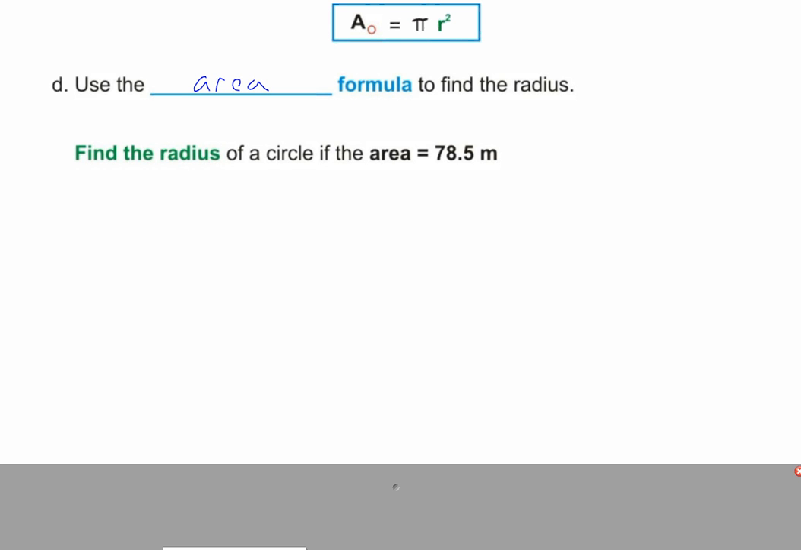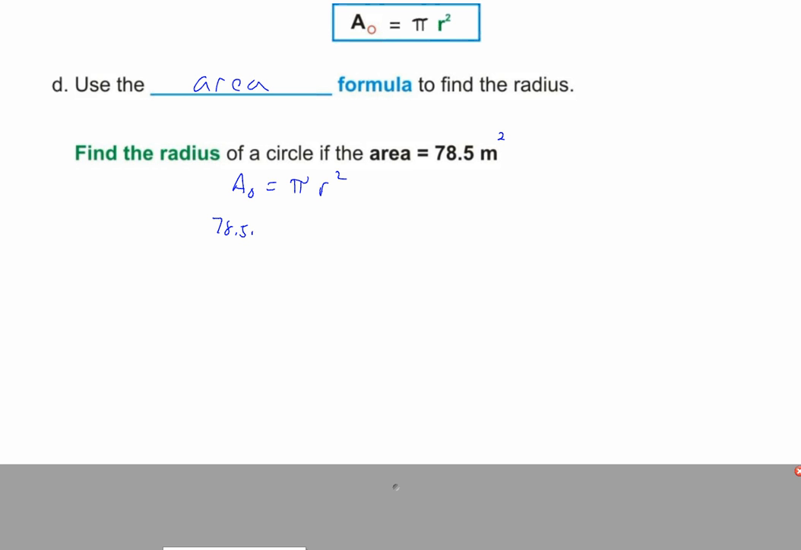So really the formula can allow us to find the radius if we know the area, and that's the situation here. Find the radius of a circle if the area is 78.5 meters. How do we always start, class? Formula. So area of a circle equals pi r squared. And let's go ahead and substitute into our formula. So the area is 78.5, and that should be meters squared.